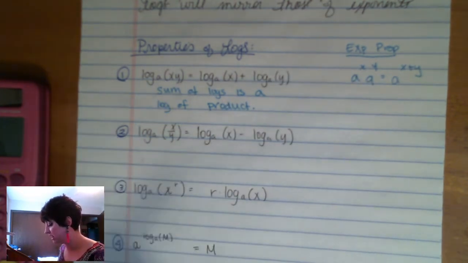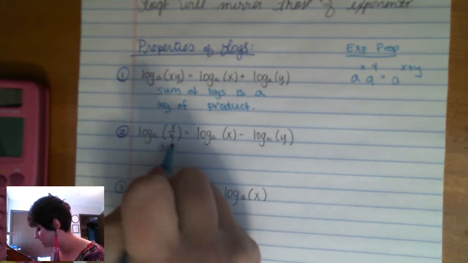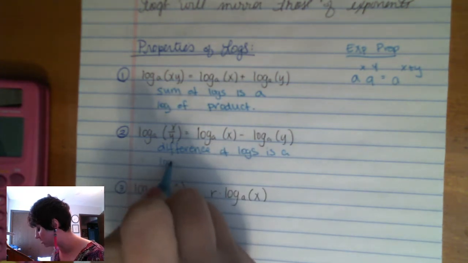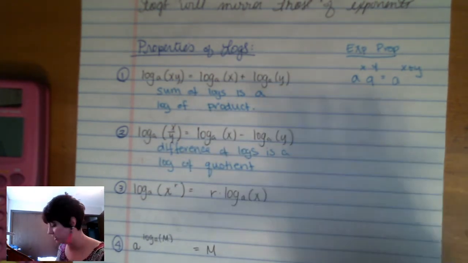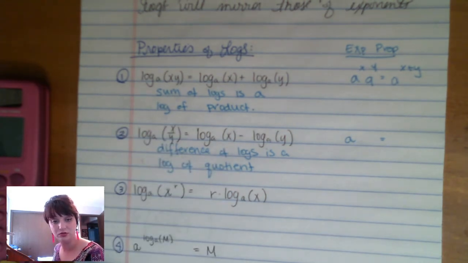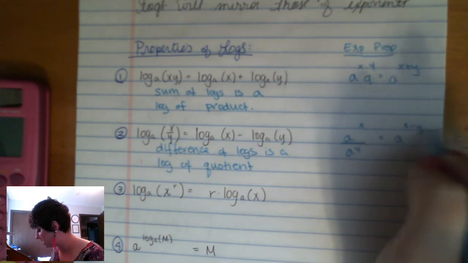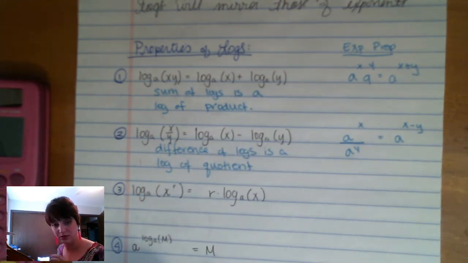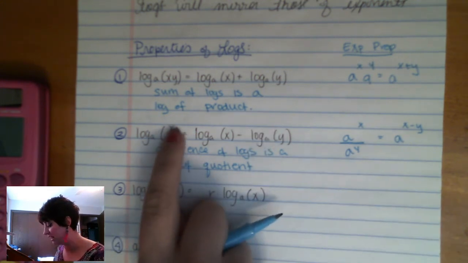Okay. Log base a of x over y is log base a of x minus log base a of y. So this is a difference of logs is a log of quotient. So on the right hand side, I'm subtracting exponents. And on the left-hand side, I'm dividing that result, whatever happens after I raise a to a power. So a to the x over a to the y is a to the x minus y. So that's my exponential property. I subtract the exponents. Here I am subtracting exponents. Log base a of x is an exponent. And that meant that I was dividing the exponential. So here I am dividing the result.